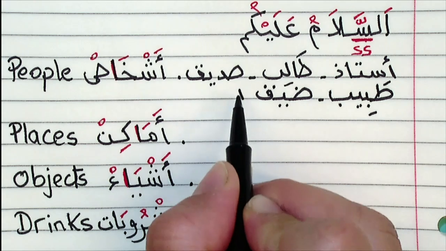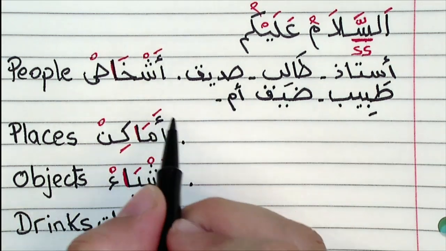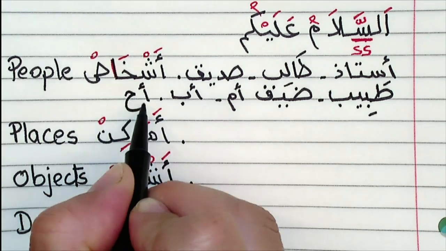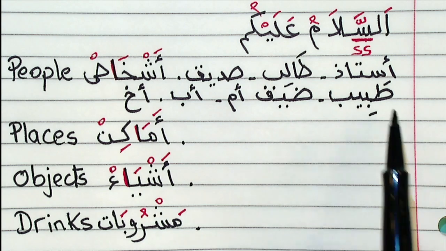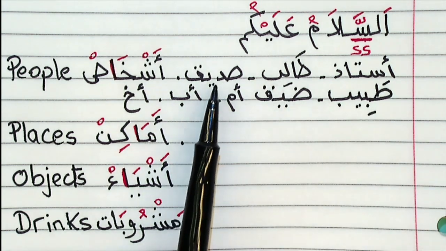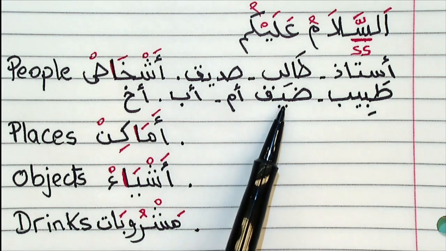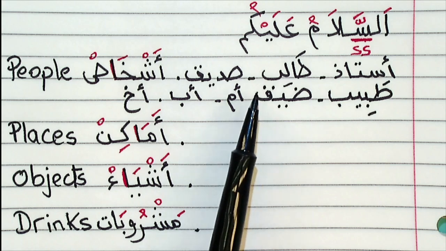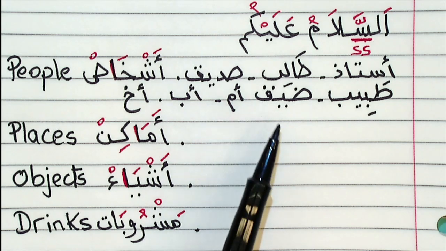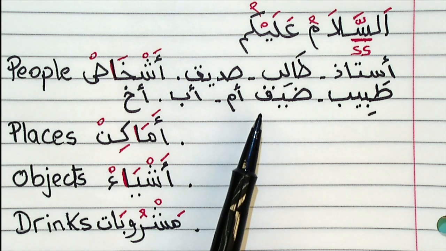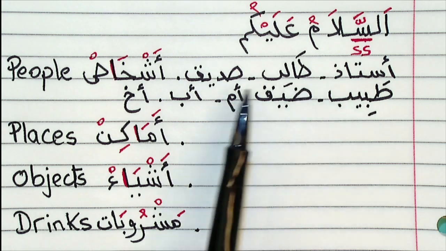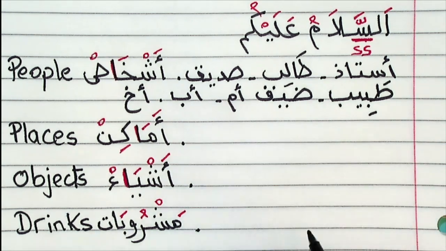And we have ab, and akh. So we have ustad, talib, sadiq, tabib, daif, ab, akh. And I'm squishing all these words next to each other because I want you to be able to visually recognize the different writing styles. A lot of people don't skip the line when they are writing in Arabic, so you would actually have script like that. We will rewrite the words again to practice.